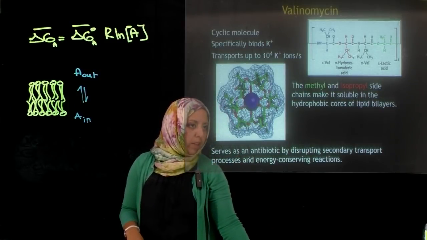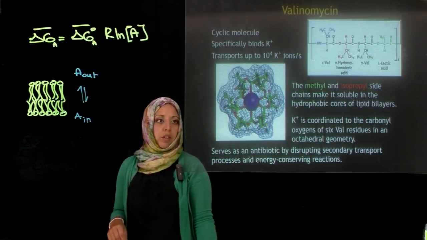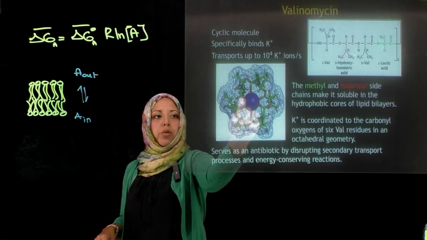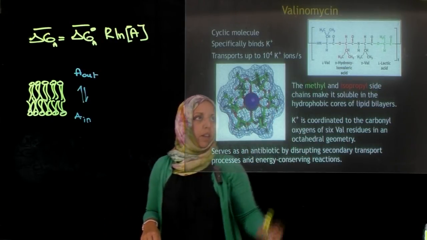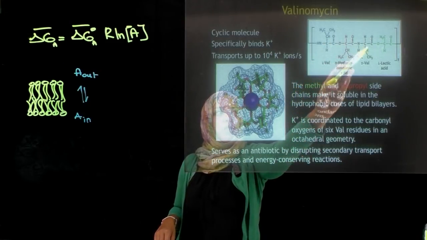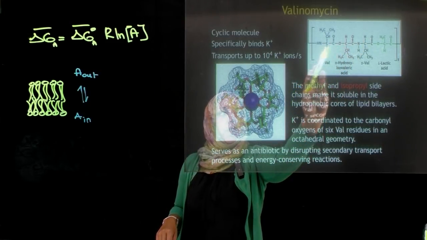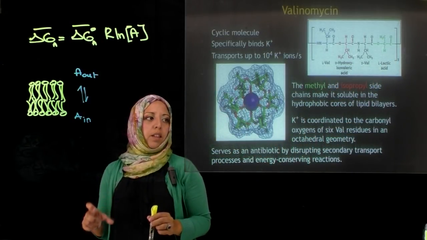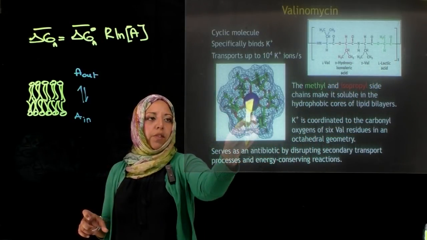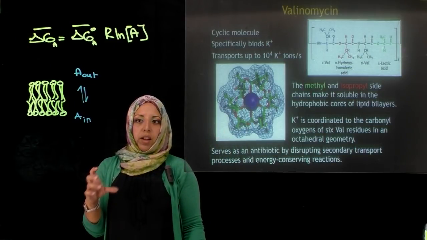So it fits potassium ions snugly, and that potassium ion is coordinated to 6 different carbonyl oxygens of valine. So here's the carbonyl oxygen of valine. You have 1, 2, and you have 3 of those, so those are the 6 carbonyl oxygens of the valine residues. So it fits right in.